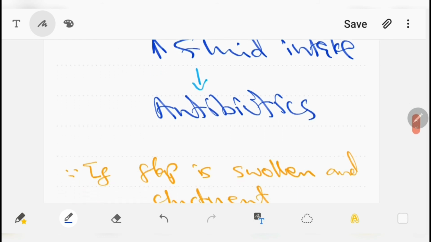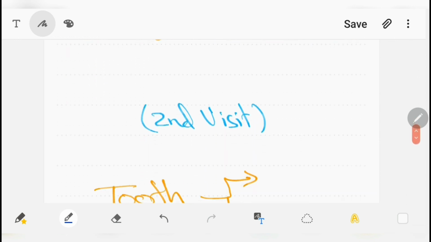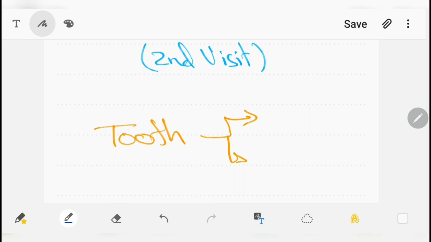Then we have to check if the flap is swollen or fluctuant. If yes, then an anterior-posterior incision is made with a number 15 Bard-Parker blade to establish drainage, followed by insertion of a 1/4 inch gauze wick. Then we move towards the second visit. Now we have to make a determination whether it is okay to retain the tooth or just extract the tooth.